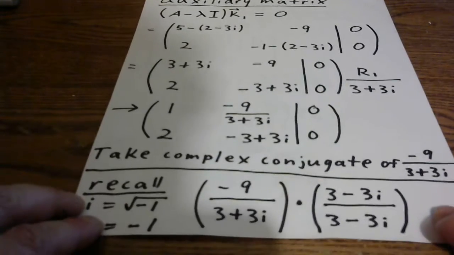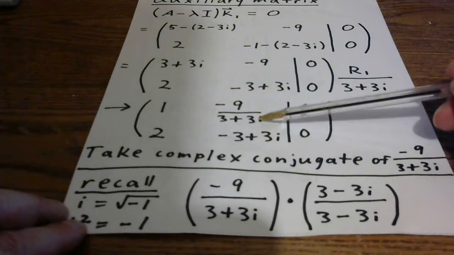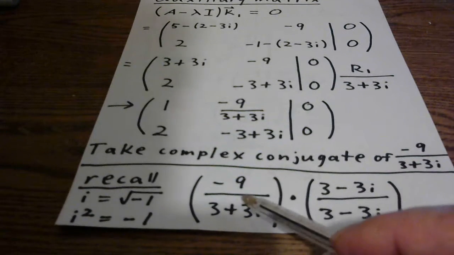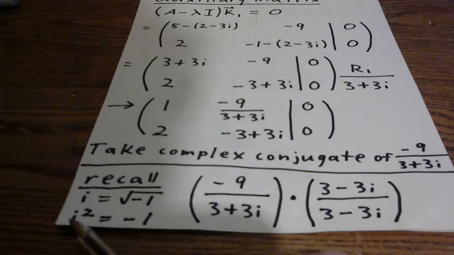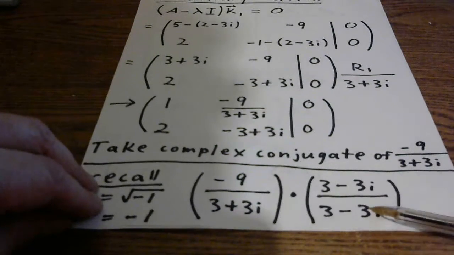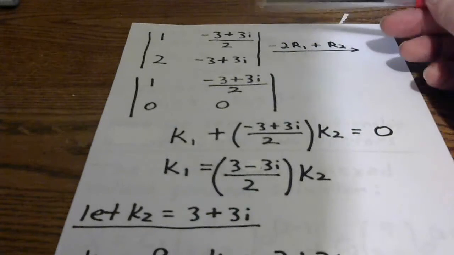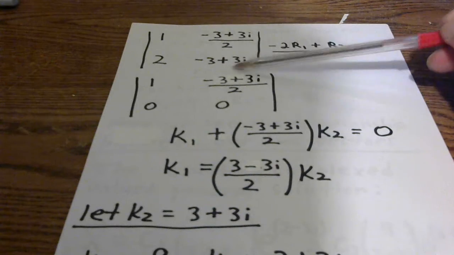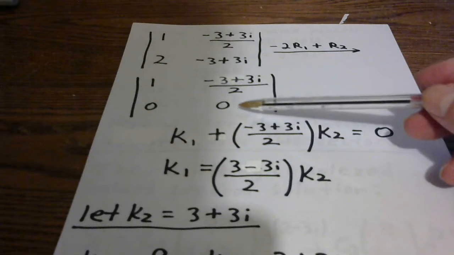And now what we want to do is take the complex conjugate of this value here in order to get this complex number out of our denominator. And we'll see how this will help us in just a moment. If you recall, an imaginary number is equal to the square root of negative 1. When you square an imaginary number, you get back negative 1. So here you can see the calculation, and it yields the following result. We now have a matrix of 1, negative 3 plus 3i over 2, 2 and negative 3 plus 3i.